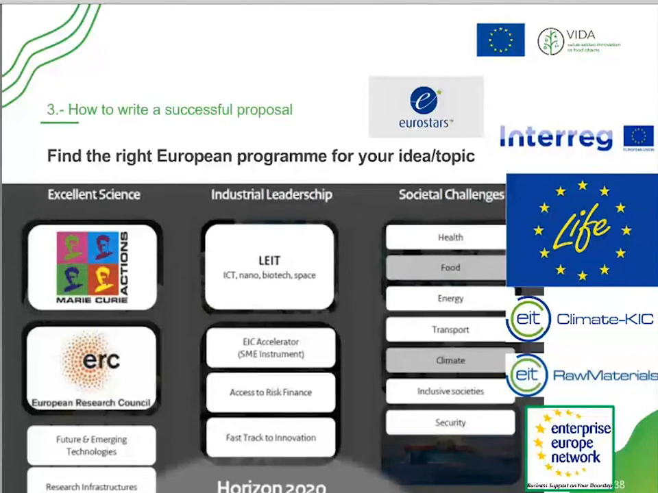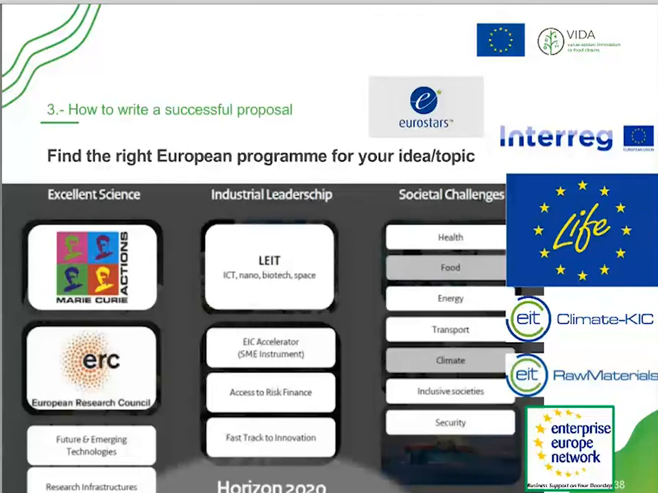For instance, for SMEs, within Horizon 2020, the SME instrument is very interesting. They have different phases that will fund different actions. So, for instance, phase 1 is for feasibility projects. Phase 2 is for innovation projects to demonstrate your technology or service. And phase 3 is to support commercialization, so wider implementation of your innovation.